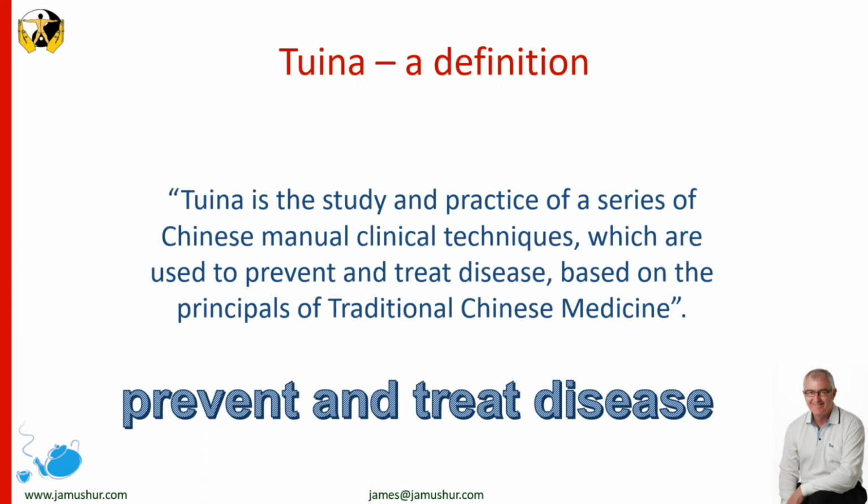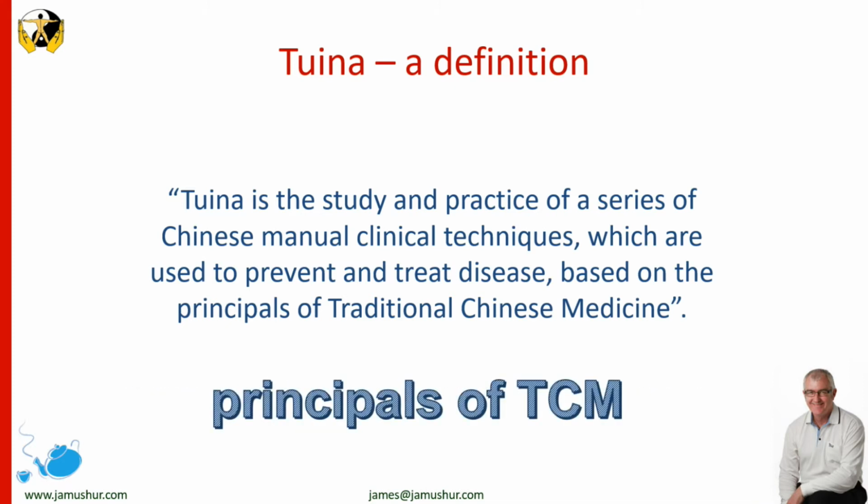To prevent and treat disease reminds us that Chinese medicine works best when the patient acknowledges that prevention is better than the cure. Tuina prevents and treats disease by using a variety of different kinds of manipulation to activate the channels, to balance yin and yang, to regulate the circulation of qi and blood, and to normalize the function of the zangfu.